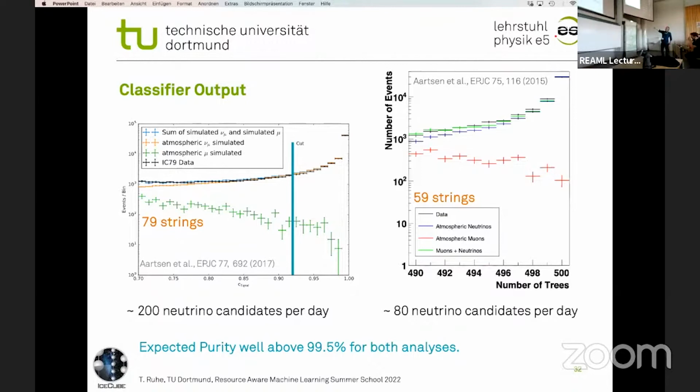And we did some improvements on the analysis between here and here that had mainly to do with some feature engineering. And we ended up having 200 neutrino candidates per day for IceCube 79. And we had 80 for IceCube 59. And for both analyses, we have a relatively high purity. So we're expecting less than 0.5% of the events to be atmospheric muons. One could argue that, of course, when the detector gets bigger, you will, of course, detect more neutrinos. But even if you correct for the effect of the growing detector, then there's still an increase between here and here.